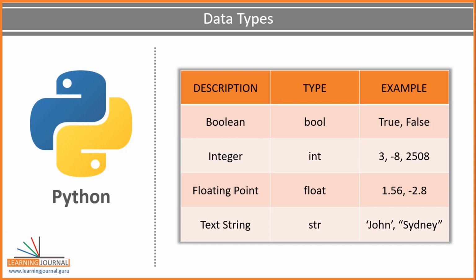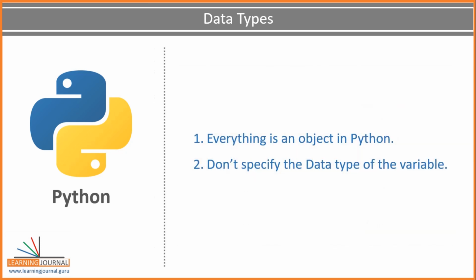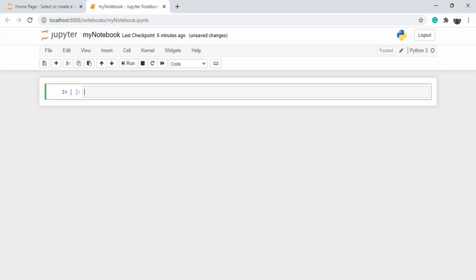However, I want to highlight two critical points about Python data types and variables. Everything is an object in Python programming. So, all these data types are actually predefined classes. While creating the Python variable, we do not specify the data type of the variable. Python will automatically infer the data type of the variable looking at the value of the variable. Great. Now let's look at some examples of Python types.